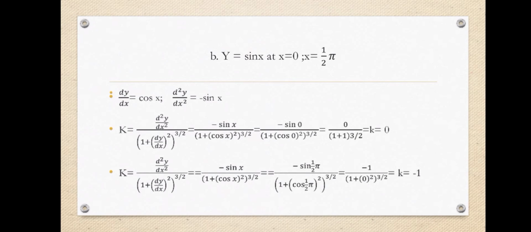Since we are given the value at x equals 0, substitute the value: negative sine 0 over 1 plus cosine 0 squared, to the quantity of 3/2. Since sine 0 is 0, over 1 plus 1, or 2, raised to the power of 3/2, and 0 over any number is 0. So meaning to say that there is no bending happening at x equals 0.